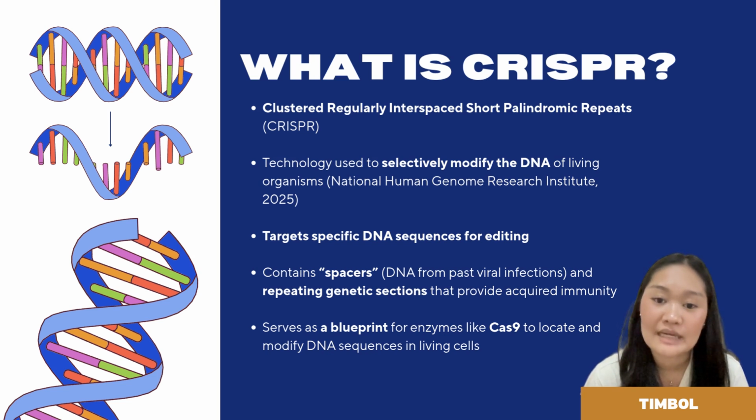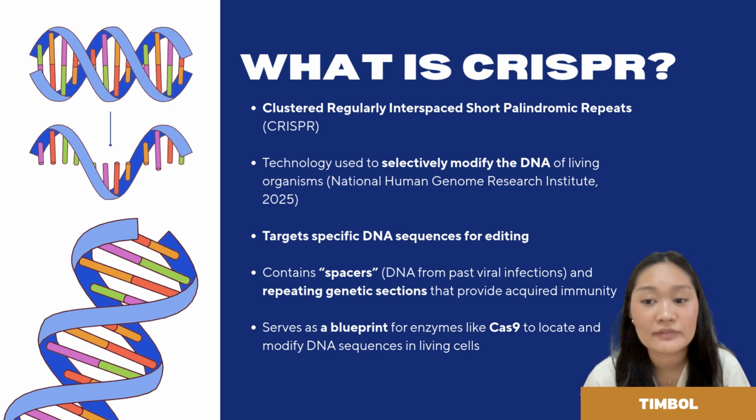As said by Dr. Chan in Cleveland Clinic, CRISPR contains spacers, sequences of DNA left over from unfriendly viruses or other entities, as well as repeating sections of genetic material. Those sequences provide acquired immunity and form the building blocks of the gene editing system or process. It creates a sort of blueprint that allows enzymes in genetic material to make changes to sequences of DNA in living cells. One of the best known enzymes used for this purpose is called Cas9, which is why you'll sometimes hear people talk about CRISPR-Cas9.